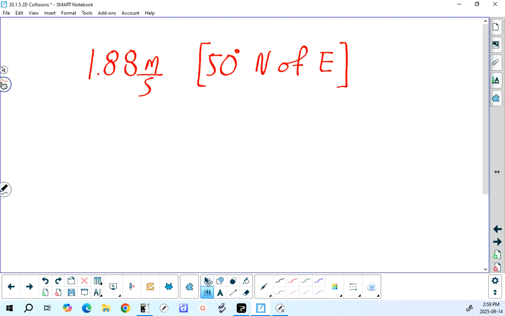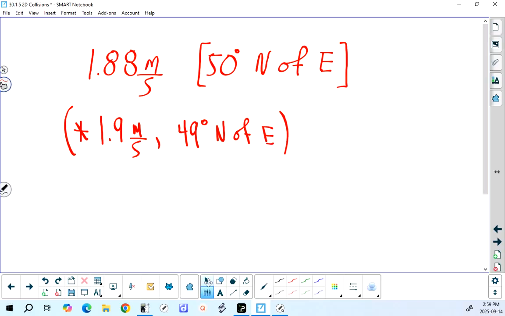When you compare what we got using a scaled diagram, and I hope that you got very, very close to the same numbers, to the actual answer that you would get, and we're going to redo this same problem tomorrow using formulas and geometry and trigonometry, it's 1.9 meters per second, which is bang on with what we got, because if we round our answer to 2 digits, we'll get 1.9. The angle is at 49 degrees north of east. That is so close as to not even worry about the difference.